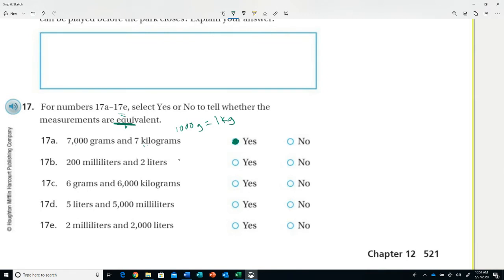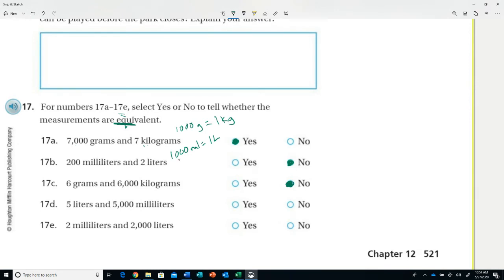200 milliliters equals 2 liters. Well, 1,000 milliliters equals 1 liter. No. It would need to be 2,000. 6 grams and 6,000 kilograms. 6 grams, 6,000 kilograms. No. It's actually, 6 grams is very, very small. They switched it up on you.